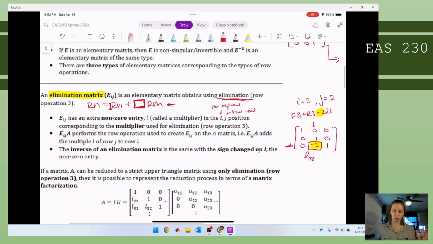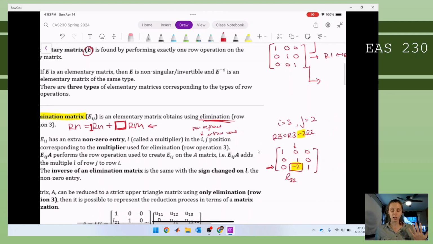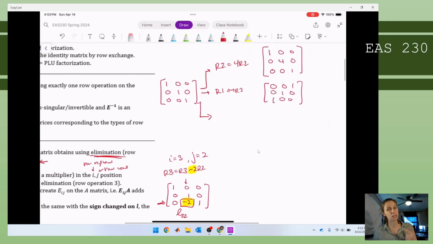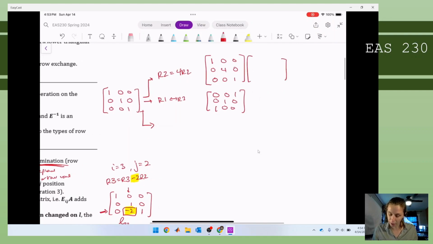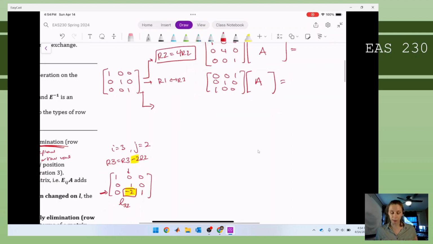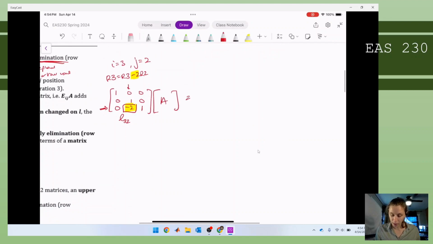So for these elementary matrices, it turns out that if we multiply a matrix by one of these elementary matrices, it appears to do the row operation for us. So if I take this matrix times A, it's going to do this row operation on A. It's going to multiply row 2 by 4. If I multiply this one by A, it's going to go ahead and swap rows 1 and 3. If I multiply this one by A, it's going to go ahead and take row 3 and subtract 2 times row 2.